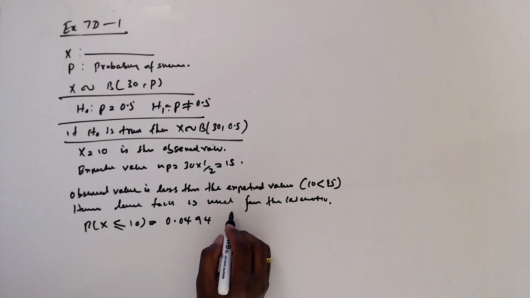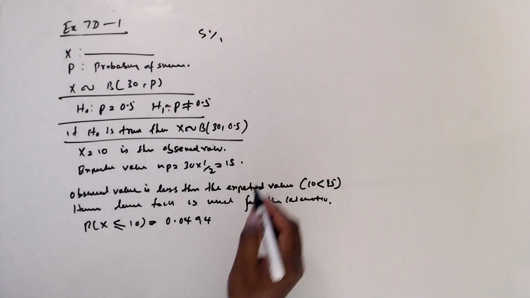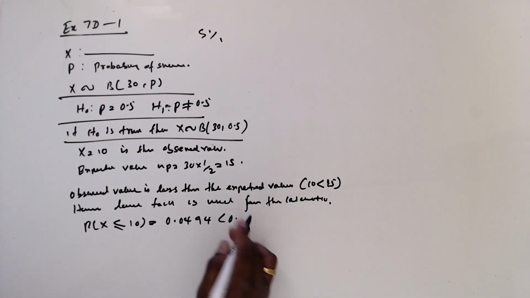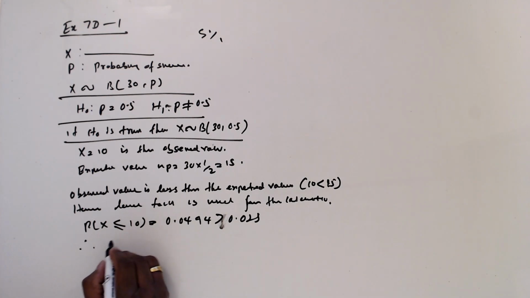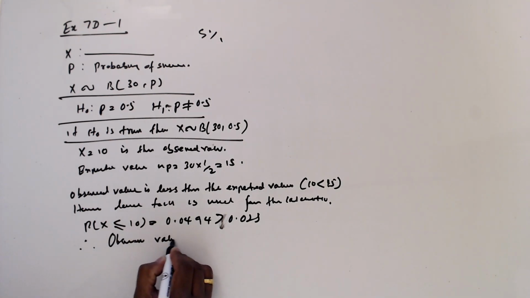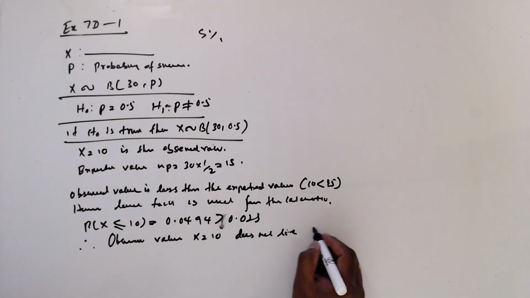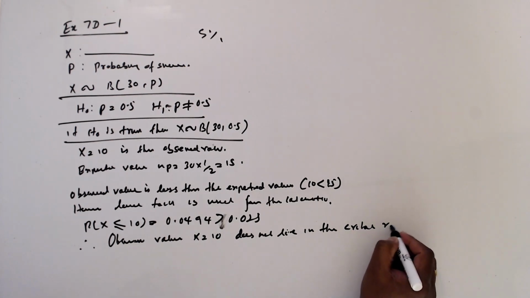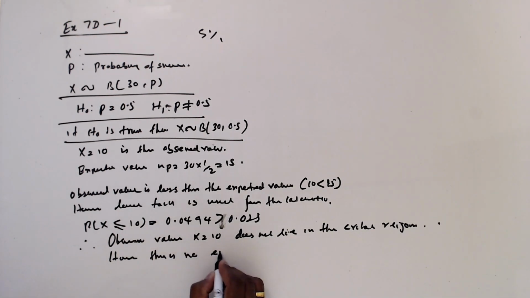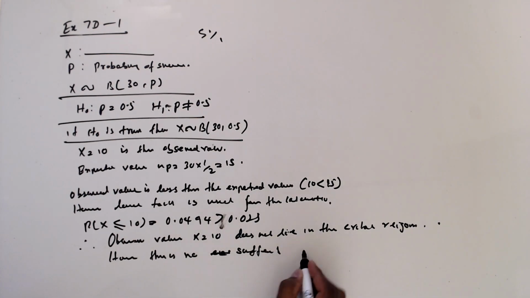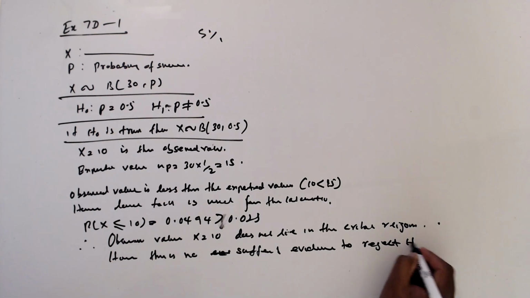0.0494. We are testing at the 5% significance level, so each tail is 0.025. This is greater than 0.025. Hence the observed value x equal 10 does not lie in the critical region. Hence there is no sufficient evidence to reject H naught.